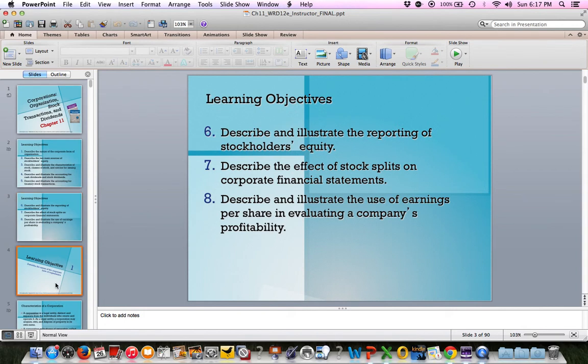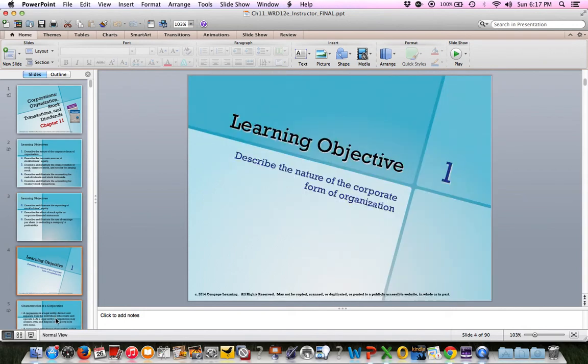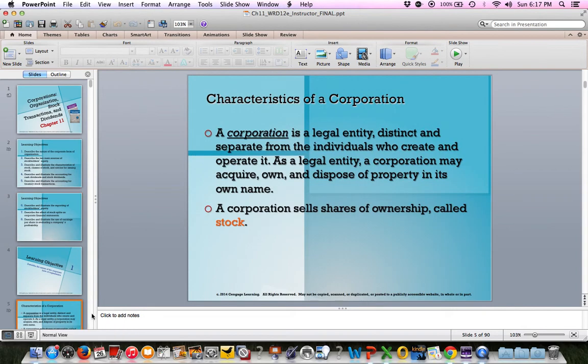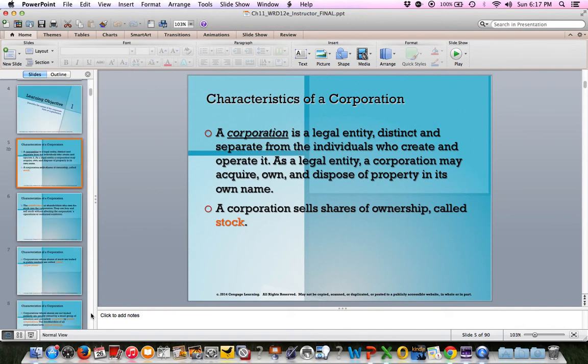So the first topic is the corporate form, just kind of what that is about in terms of how corporations are set up and just some things to think about. So it's a separate legal entity. It's distinct from individuals who create it and operate it. As a legal entity, a corporation may acquire, own, dispose of property in its own name. So a corporation can own something. It sells shares of ownership called a stock. And of course, these are set up by laws that create corporations and allow them to operate.